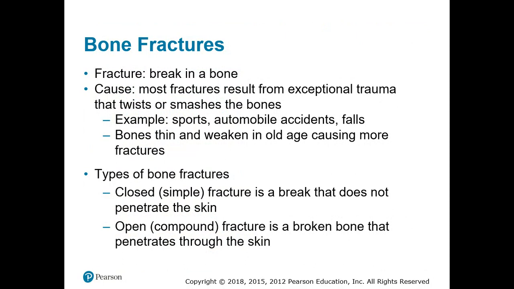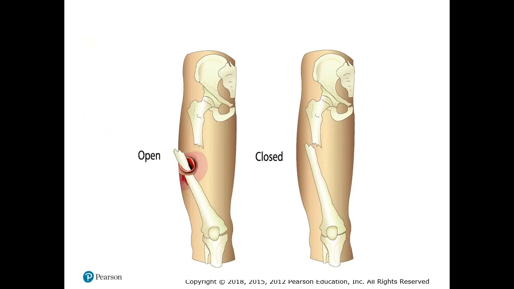The first type is called a closed or simple fracture. This is when the bone does not penetrate through the skin. The opposite of this is going to be called an open, or we call this a compound fracture. Again, when the bone breaks, it penetrates through the skin. This image here shows the two differences between this. Again, this is an open, or we call that a compound fracture.